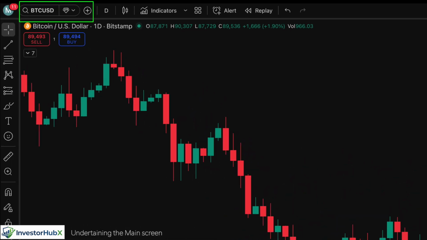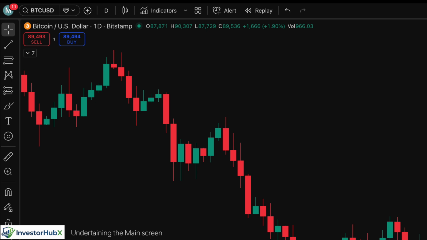At the top left, you'll see the symbol search bar. This allows you to search for any market: Bitcoin, stocks like Apple or Tesla, forex pairs, or commodities like gold. Simply type the ticker symbol or name, select the correct exchange, and the chart will update instantly.